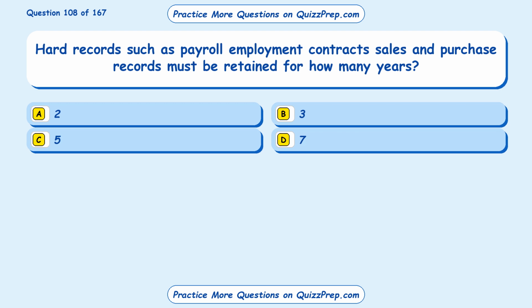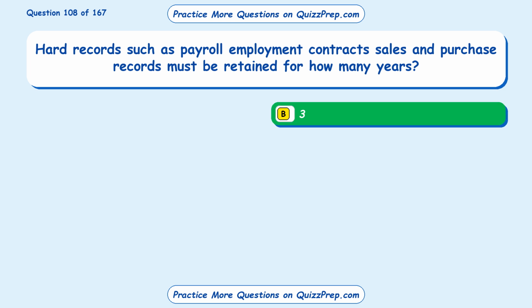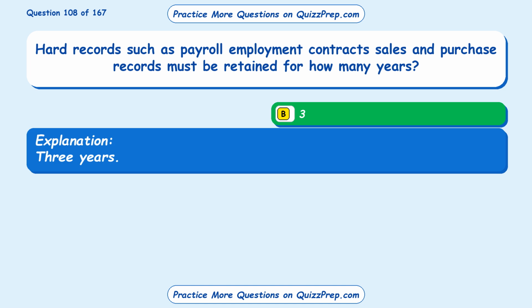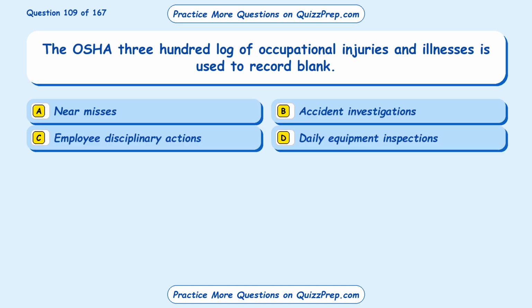Question 108. Hard records such as payroll, employment contracts, sales and purchase records must be retained for how many years? Option A 2, option B 3, option C 5, option D 7. The correct answer is option B, 3 years.